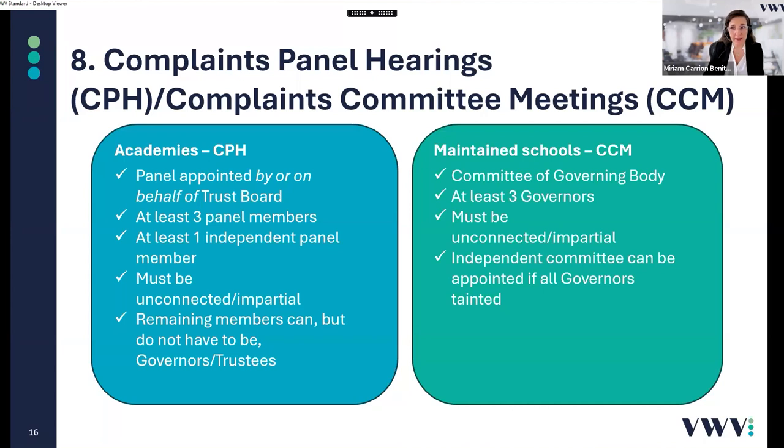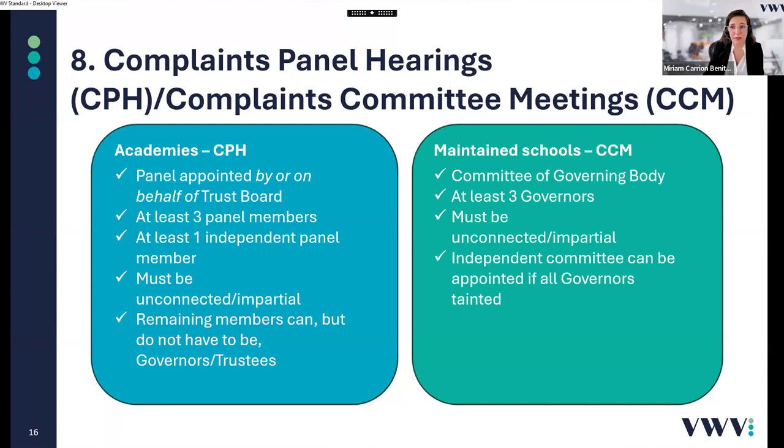Meeting minutes. Parents are entitled to a copy of the meeting minutes, and therefore it's important that you check this carefully before these are approved by the panel or the committee. They can either make a subject access request or a request for the meeting minutes. Some schools decide to release the minutes alongside the decision. That's entirely up to you, but do note that parents are entitled to the minutes.